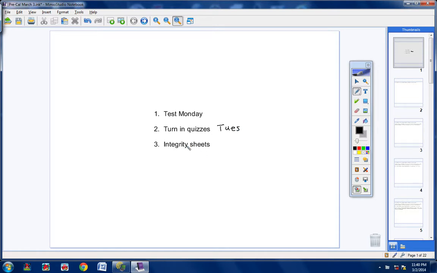And then integrity sheets are called integrity sheets because you are to be men of integrity and tell the truth and be honest. So make sure you have those completely done when you come into class on Monday. And if you do not, of course, do not take credit for what you don't have done, okay?